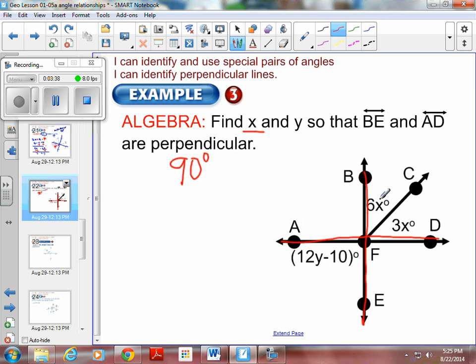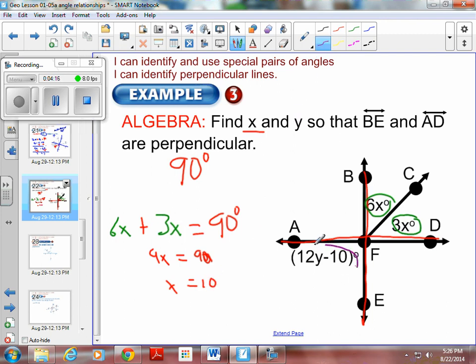So finding x, that's going to be this 6x plus this 3x. So 6x came from right here, added to this 3x, is going to be equal to 90 degrees. So 6x plus 3x is 9x, and that's going to be equal to 90, and so x has to be equal to 10. Let's look at the y part.